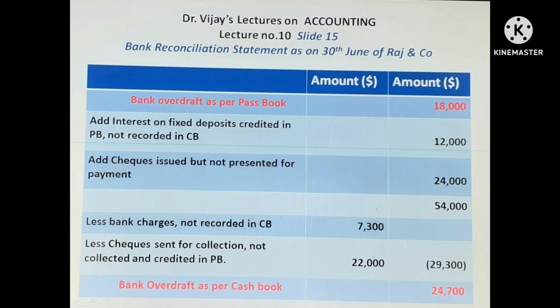Suppose this amount to be subtracted was a greater amount, say 64,000. So 54,000 minus 64,000, minus 10,000 will come. In that case, we will understand the balance as per cash book is not overdraft. It is favorable balance 10,000. We have tried this in the illustration worked out in lecture number 9.